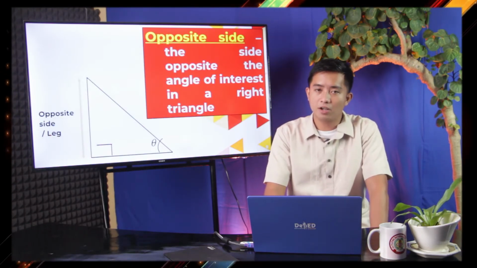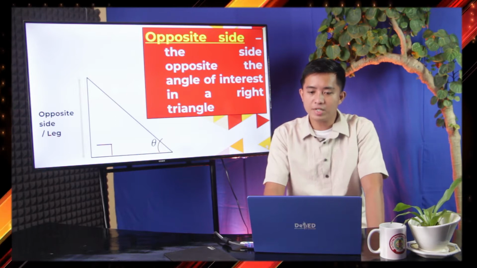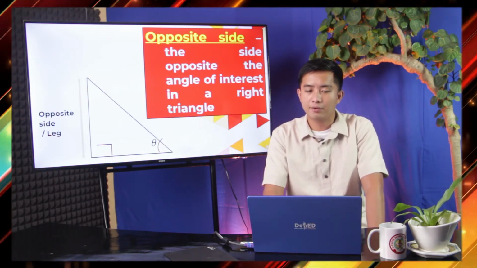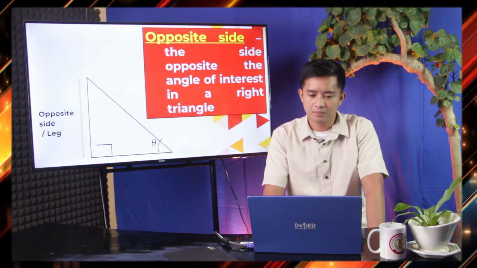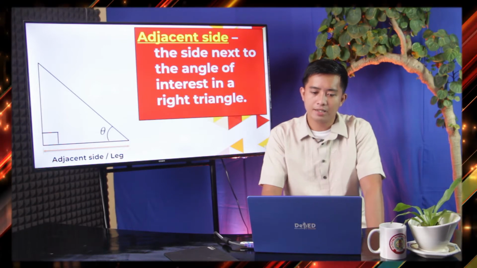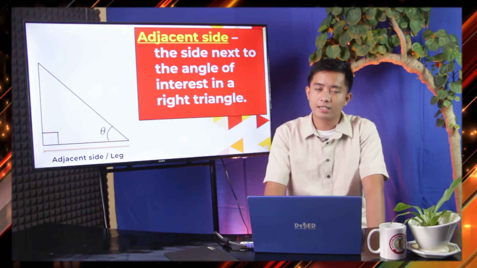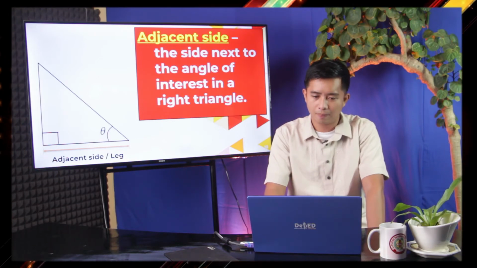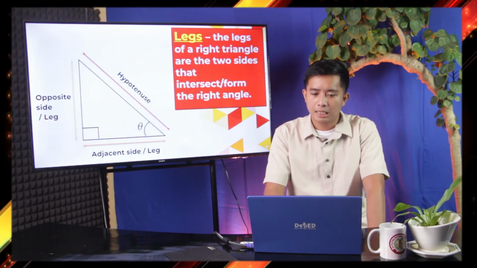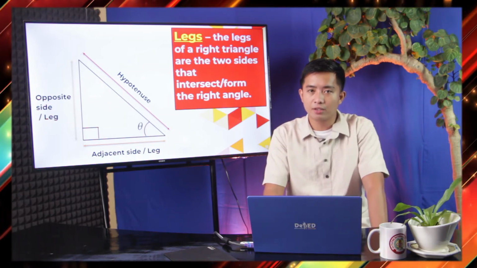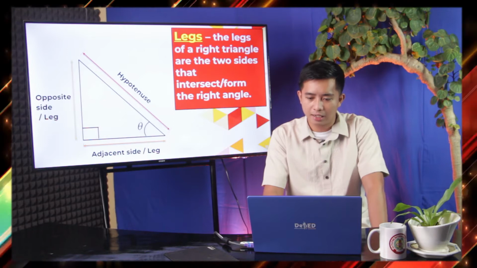Next is the opposite side. The opposite side is the side opposite the angle of interest in a right triangle. Next is the adjacent side. The adjacent side is the side next to the angle of interest in a right triangle. The legs of the right triangle are the two sides that intersect or form the right angle.